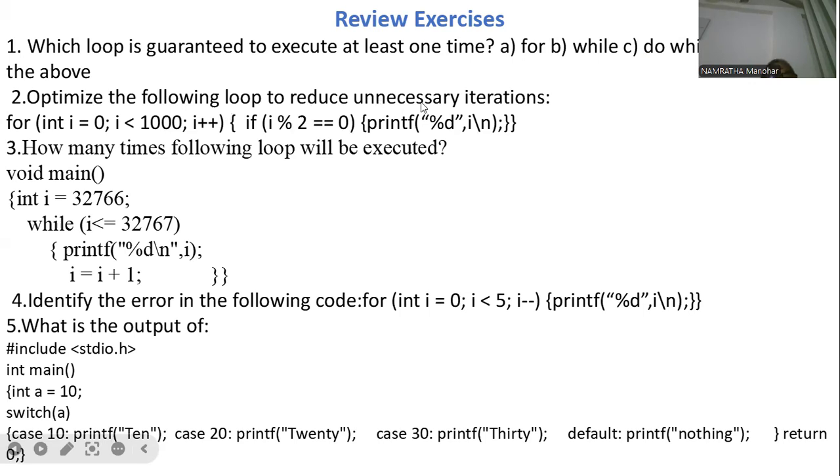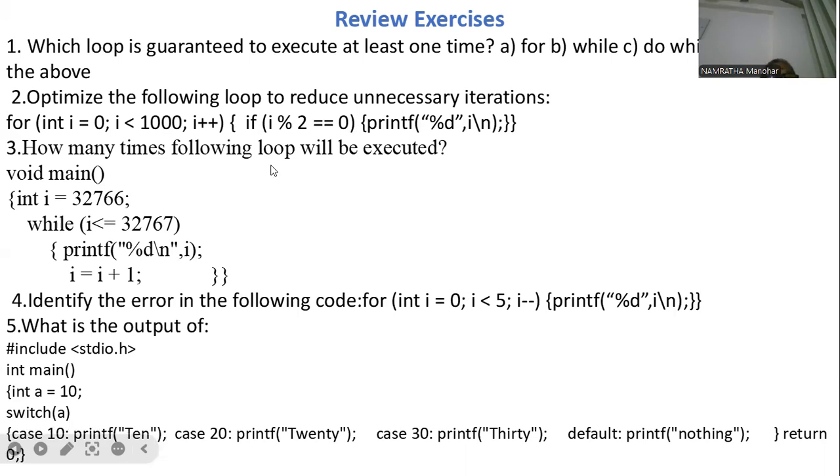Optimize the following loop to reduce unnecessary iterations. Here we have: for int i equal to 0, i less than 1000, i plus plus. If i mod 2 is equal to 0, I'm printing that number with printf. That means this is a program to print the even numbers. It asks you to reduce the number of iterations, so you have to see how you can reduce.